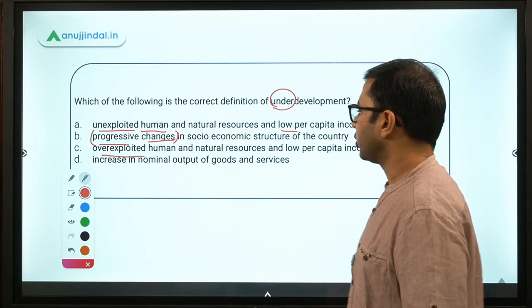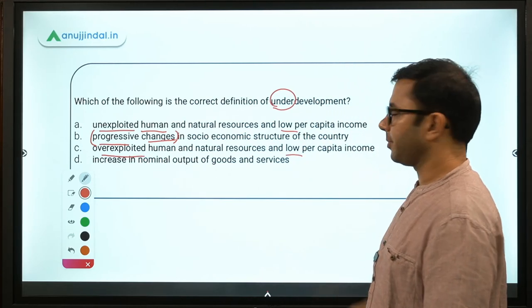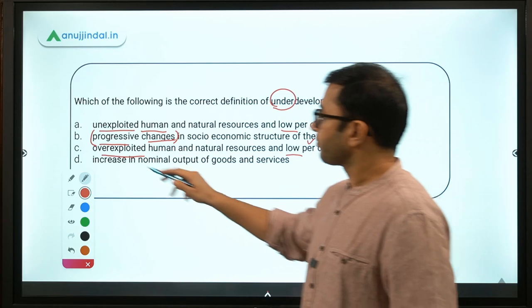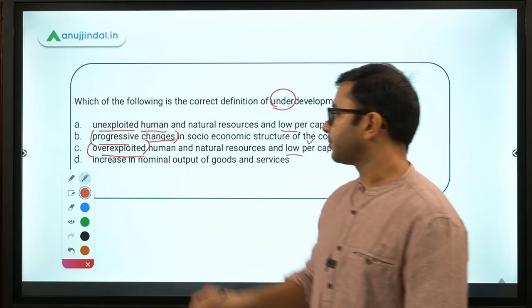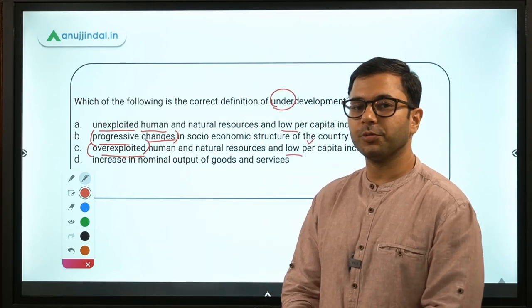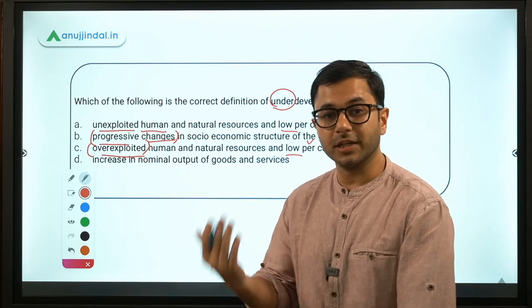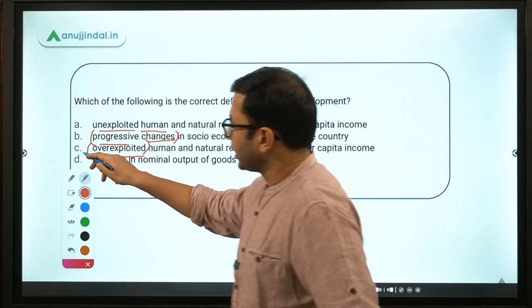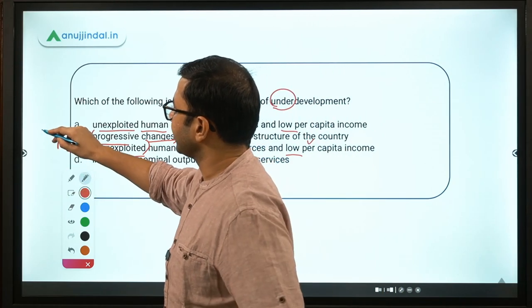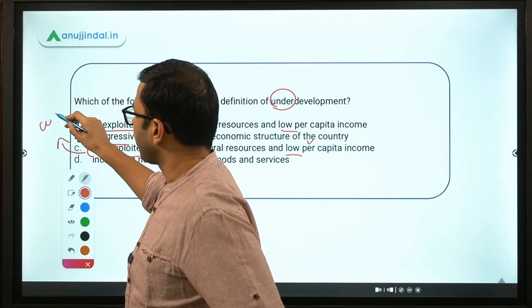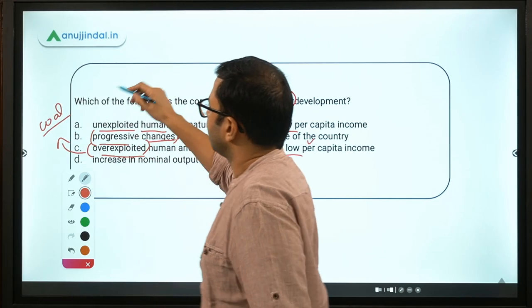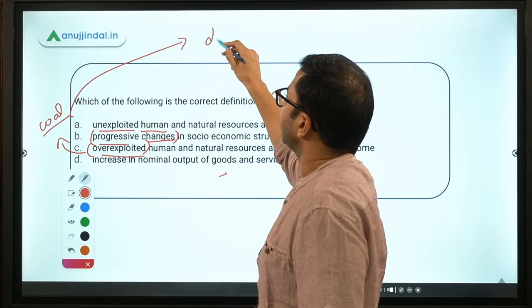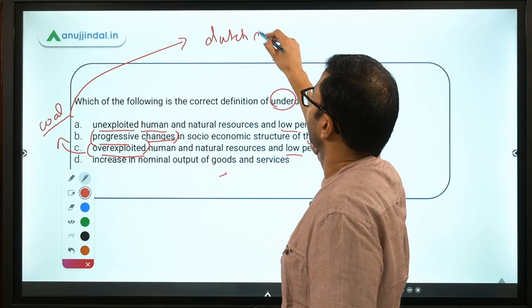Over exploited human and natural resources and low per capita income. Low per capita income, yes. But if you are already exploiting and have over exploited human and capital resources, that means you are developing or you have developed. So it is also not going to work. I know what is going on in your mind. Over exploitation of natural resources like coal. Okay. Popularly called as the Dutch disease, if you are aware about it.